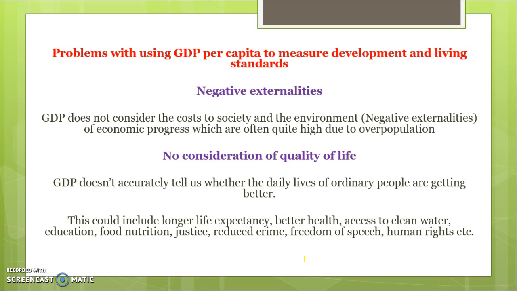It also doesn't take into account the consideration of quality of life. So it doesn't tell us whether the daily lives of ordinary people are getting better. It doesn't give us indication of things like life expectancy, access to health, access to clean water, education, justice, crime rates, freedom of speech, human rights. It's a whole range of factors that are not included within this GDP per capita figure. That means it's not an indication of the overall quality of life.